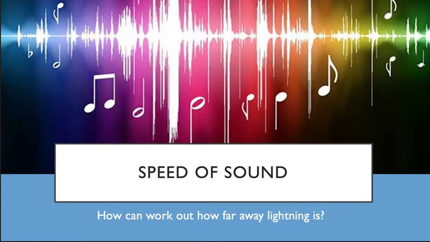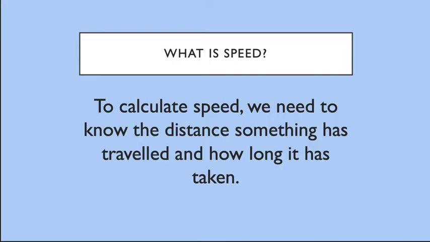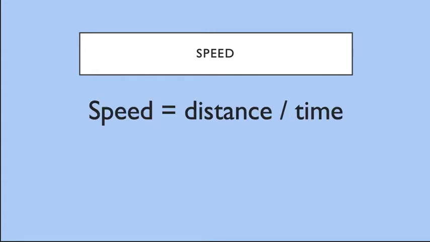Today we're going to be looking at the speed of sound, and we're going to be answering this question: how can we work out how far away lightning is? So first of all we need to remember how to work out speed. To calculate speed we need to know the distance something has travelled and how long it has taken to travel that distance. And we get this equation: speed equals the distance travelled divided by the time taken.